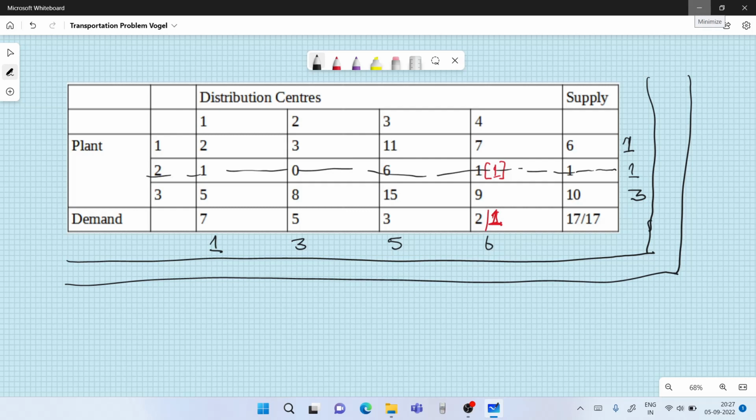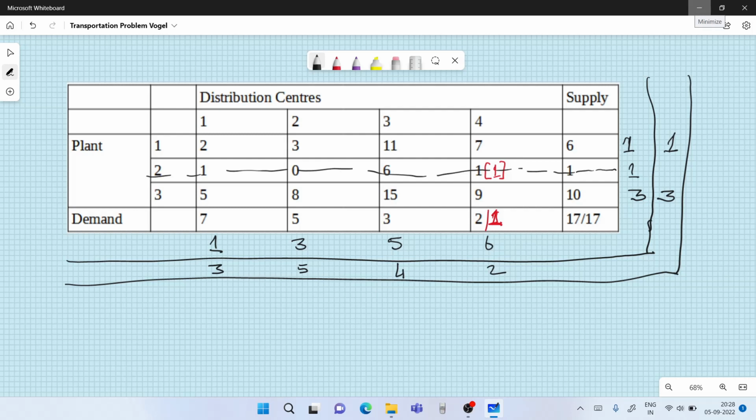When we recalculate the penalties, obviously the penalty in row number 1 is 1, the penalty in row number 3 is 3, but the penalty in column 1 now is going to be 2 minus 5, that is 3. That in column number 2 is going to be 5, column number 3 is going to be 4, and column number 4 it's going to be 2. So where do we have the highest penalty now? The highest penalty is in column number 2. Now in column number 2, the least cost is 3. So we have to assign the supply to this.